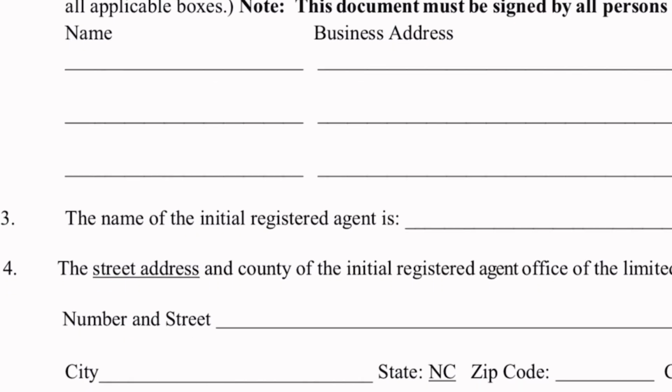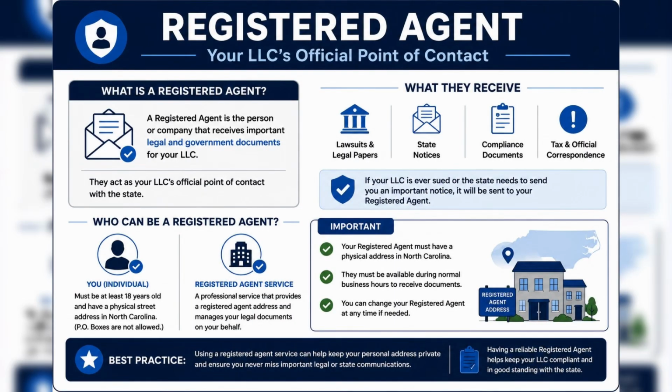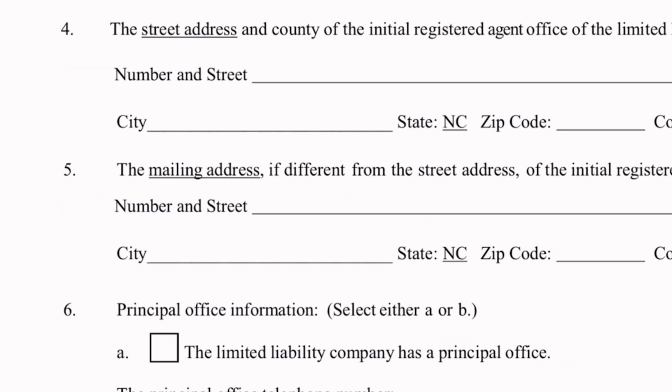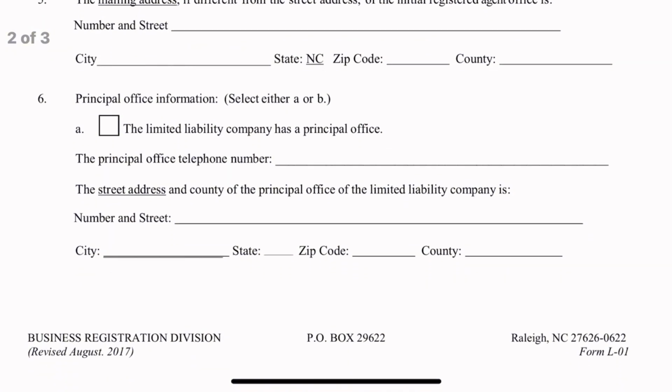Number 3 talks about the name of the initial registered agent. The registered agent is the person responsible for receiving important legal and state documents for your LLC. If you're starting your own business in North Carolina, you can usually list yourself as a registered agent as long as you have a physical address in that state. Number 4 is just the address of the initial registered agent. And number 5, you only have to fill out if the mailing address is different from the initial registered agent's office, which is most likely going to be your address.